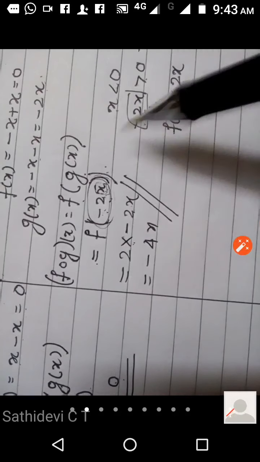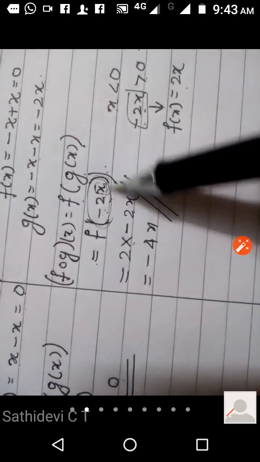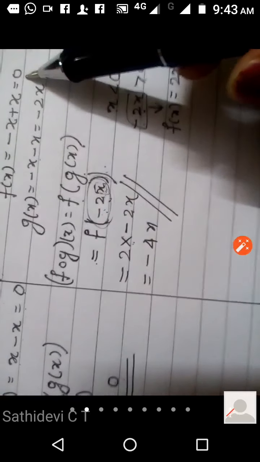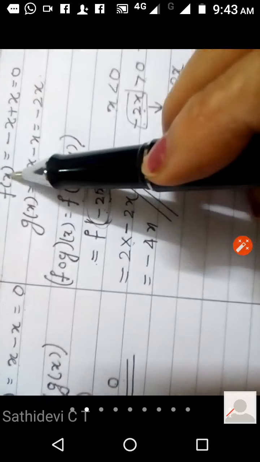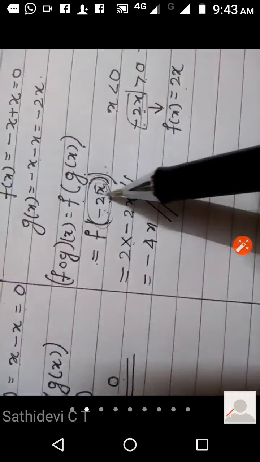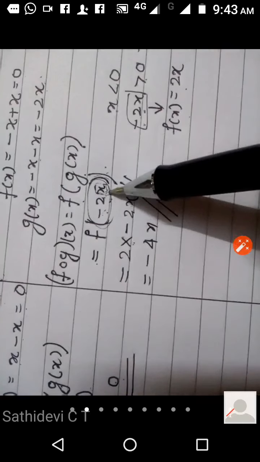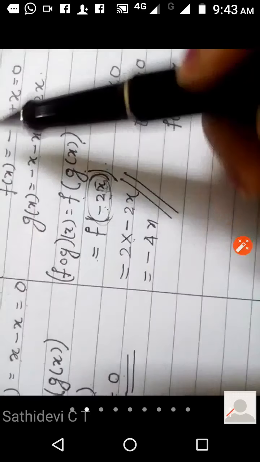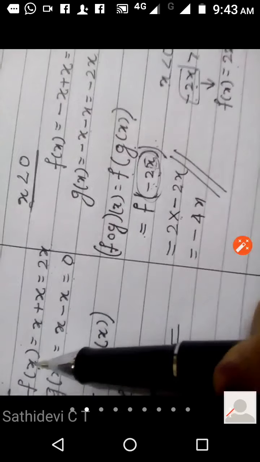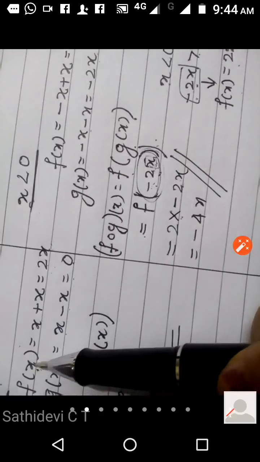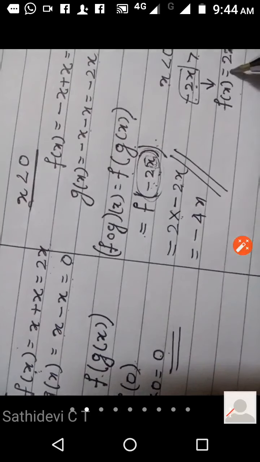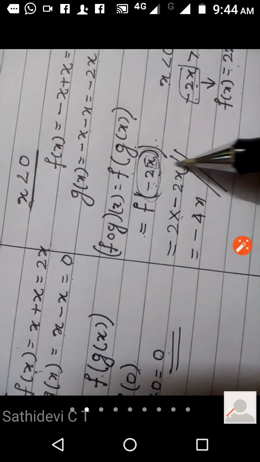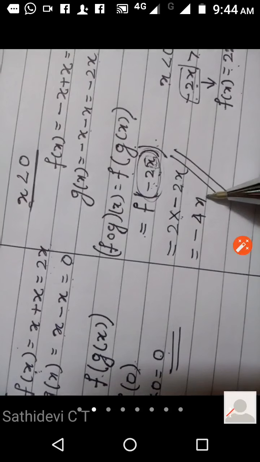And when f is applied on a positive value, the definition of f is not 0. Don't go for here. Because this is happening if my x is negative. But here this value is positive. So you have to go to the previous case. That is, when x is positive, definition of f is 2x. So that is the reason written here. Therefore 2 into x, instead of x minus 2x. Thus you got minus 4x.